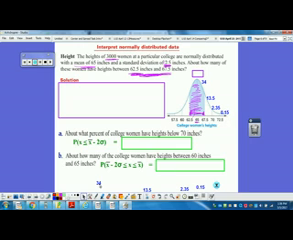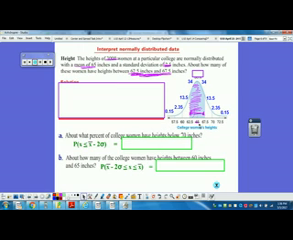Label the other side. It's got to match. That's symmetrical. 34, 13.5, 2.35, 0.15. And now that I see my percentages, 34 plus 34 is 68. So 68% of the women, but that doesn't tell me how many women.